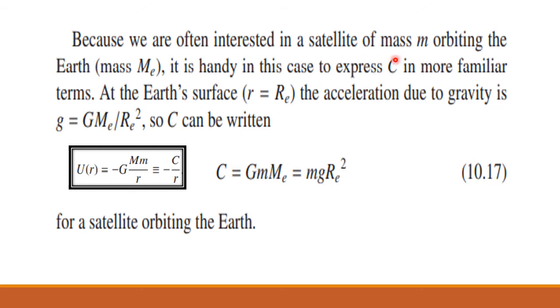Now if we consider a satellite of mass m orbiting around Earth of mass M_E, then in our equation for C, capital M becomes M_E, small m is the mass of the satellite, and small r becomes the radius of Earth, R_E. So we substitute C equal to G M_E m, which is equal to m g R_E squared. So g is the acceleration due to gravity, defined by G M_E by R_E squared.